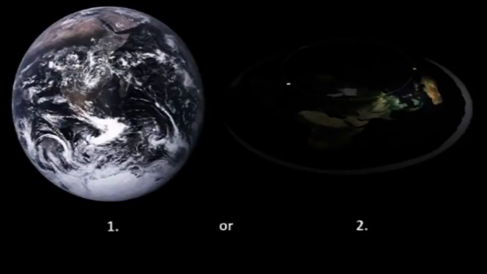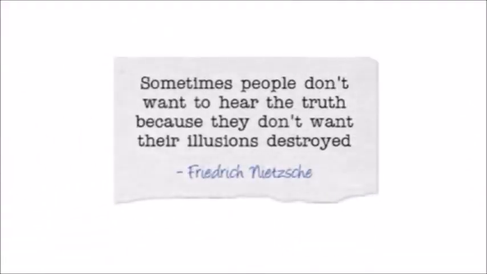So a lot of people just have this image on the left of the ball earth. This image on the right is starting to gain momentum, and a lot of good information backs it up. So I just want to go through some of the key points for anyone new to this information. As Nietzsche once said, sometimes people don't want to hear the truth because they don't want their illusions destroyed. That's often the case with a lot of new information.